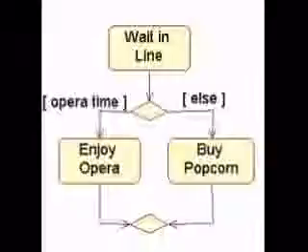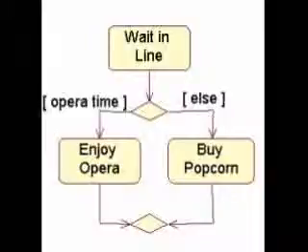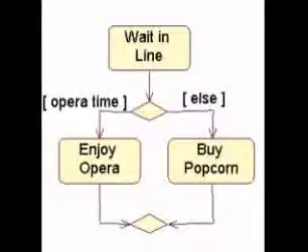A merge has multiple input transitions and a single output. A merge marks the end of conditional behavior started by a branch. In this slide, you can see that the enjoy opera and buy popcorn activities go to the merge shown as the diamond at the bottom.